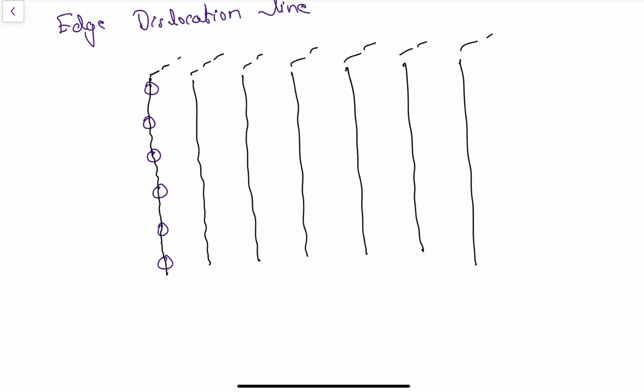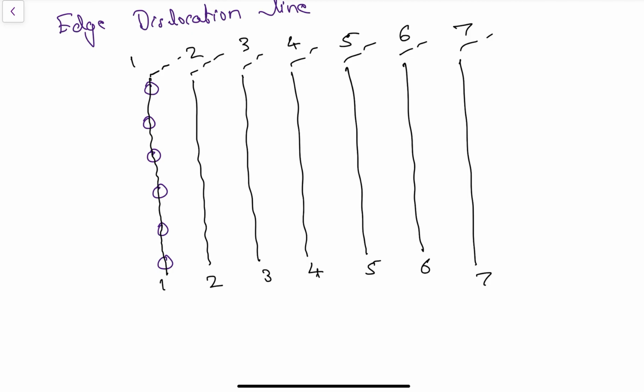So I am going to make a cut on this plane like this. So let us call this 1, 1. This is 2, 2. This is 3, 3. This is 4, 4. 5, 5. This is 6, 6, and 7, 7.